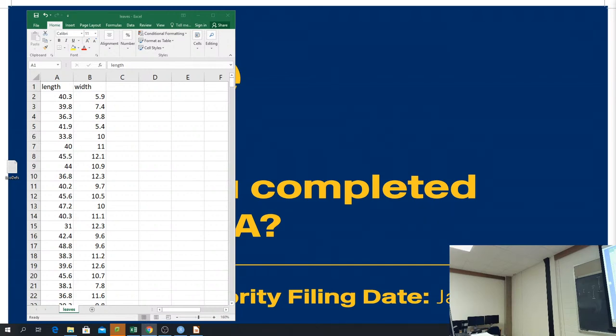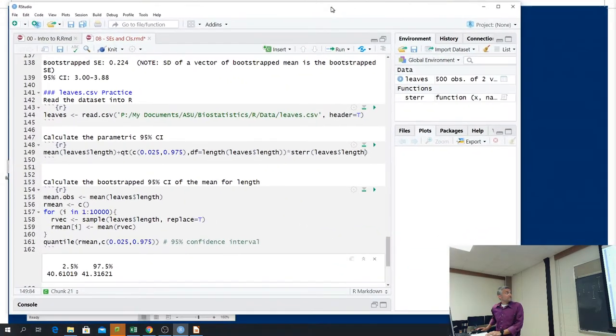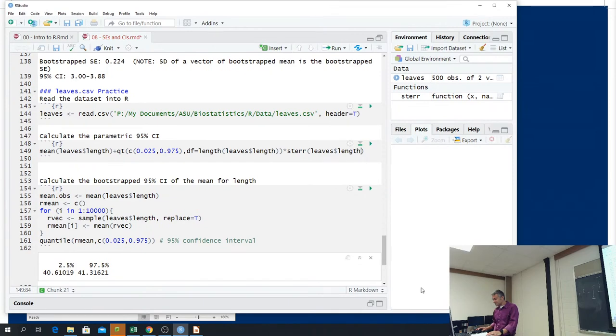All right, so here's my R. I guess if anyone had questions, they would have asked. All right, so I read in my data set, leaves. We've got two variables, length and width.